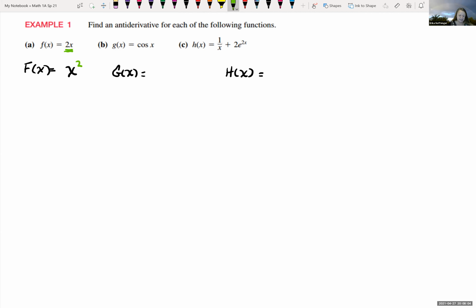I would think to myself, if I took the derivative of that x squared, what would I get? We would get back that 2x. And so that antiderivative, we can say, is x squared. Again, we can show this by taking the derivative of the antiderivative. We get back 2x, which was the same thing as our little f of x.